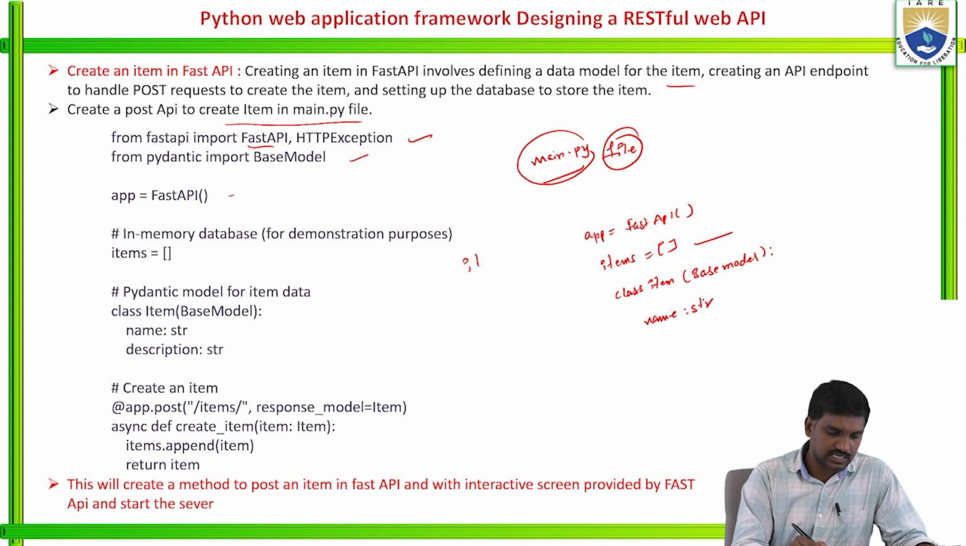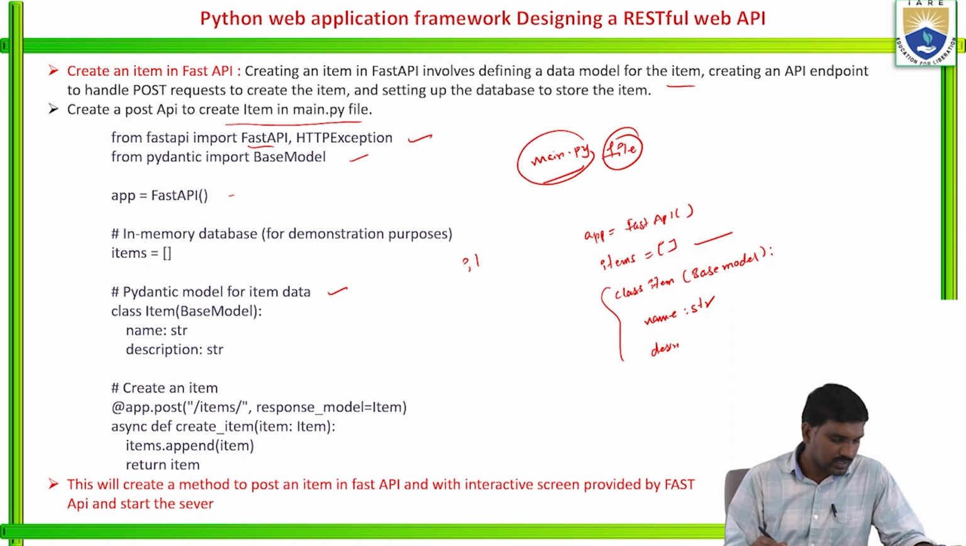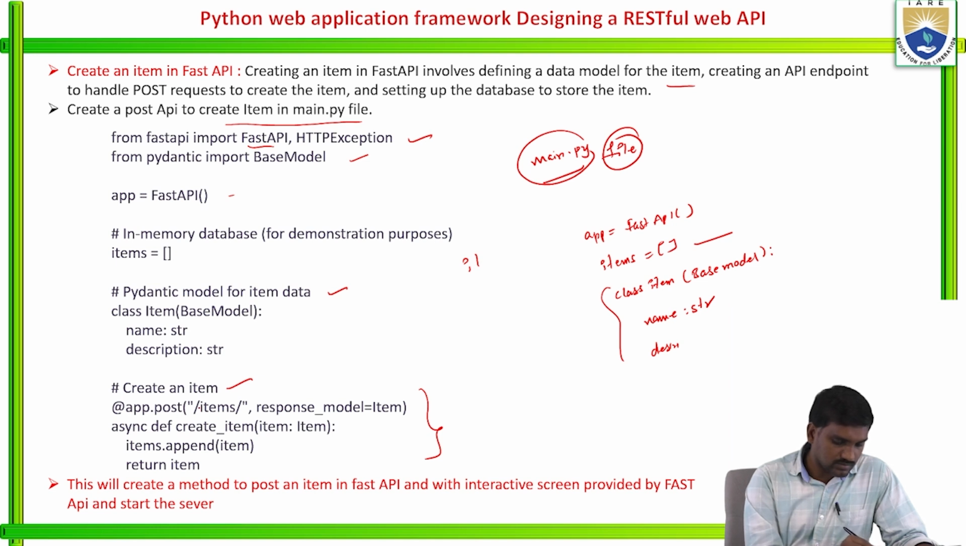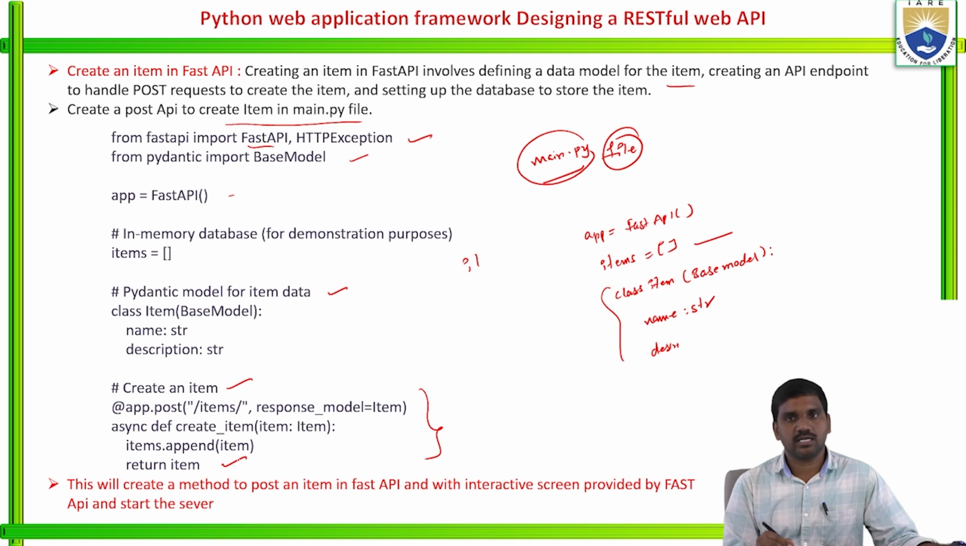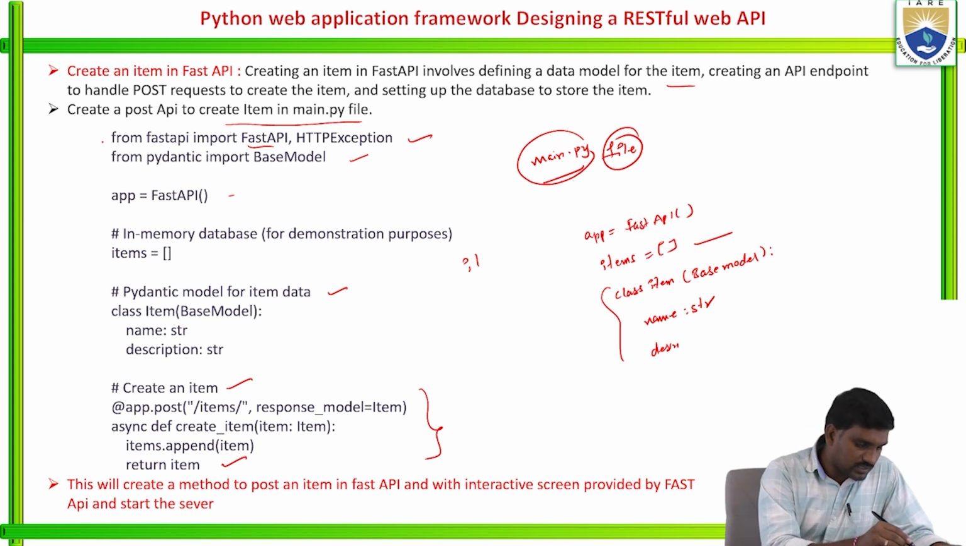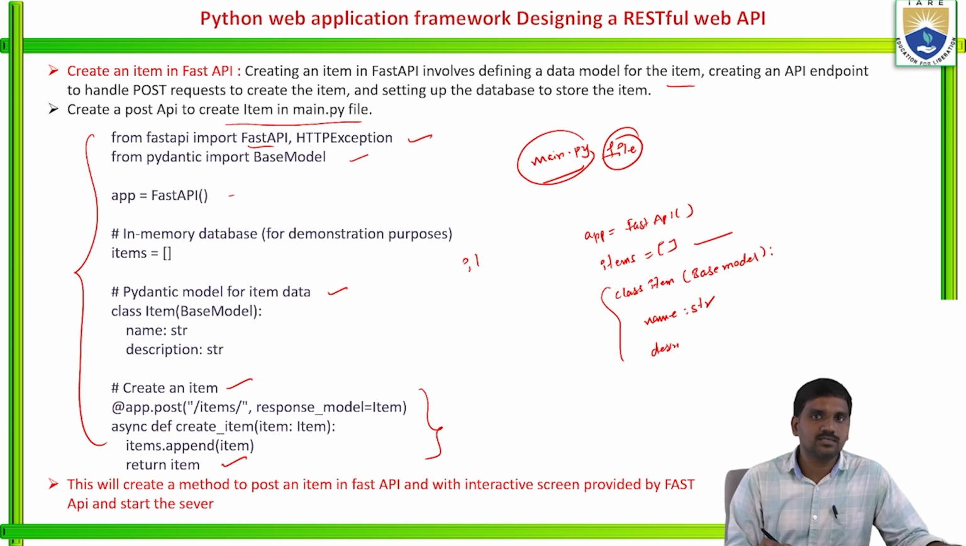name: str, and description. So these three lines describe the data model for the item. The last one is create. @app.post("/items", response_model=Item), async def create_item(item: Item), then items.append(item), and return the item. So these are the steps to create a POST API in the main.py file.